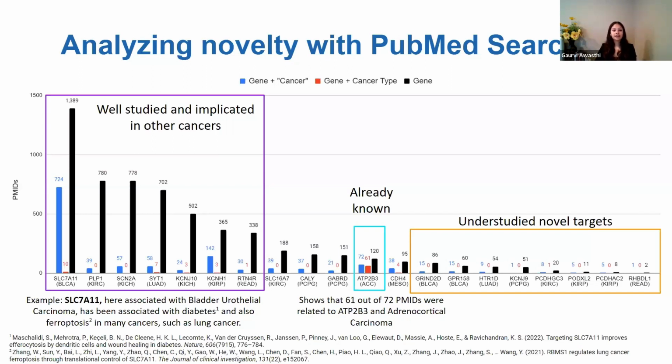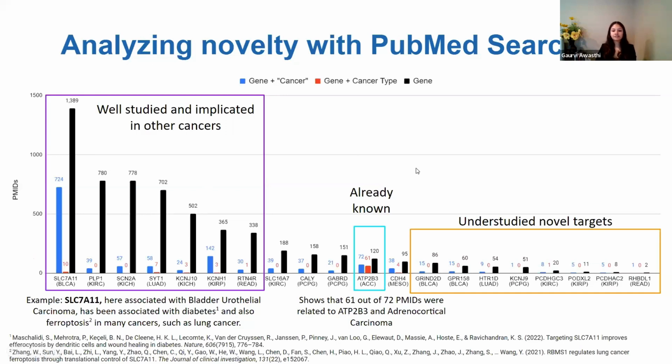For example, SLC7811 was found to be associated with bladder urothelial carcinoma, or BLCA, through this project, but in prior work, it has been associated with diabetes, ferroptosis, and other cancers such as lung cancer. Therefore, although SLC7811 is well studied, its association with bladder cancer is not.